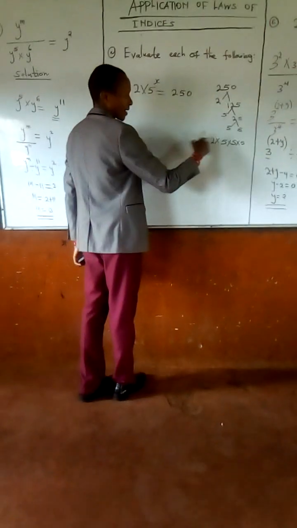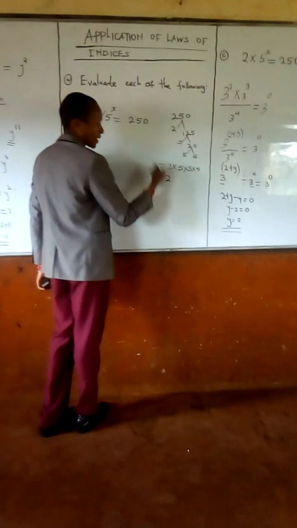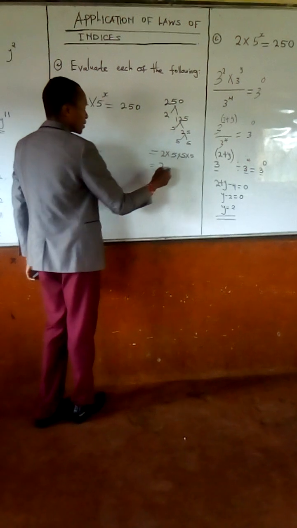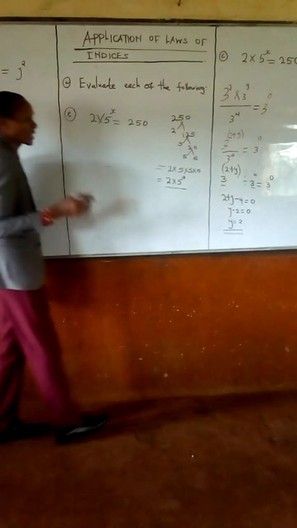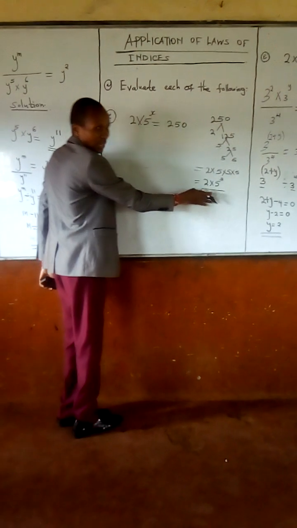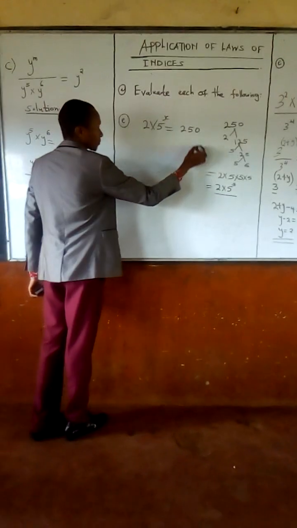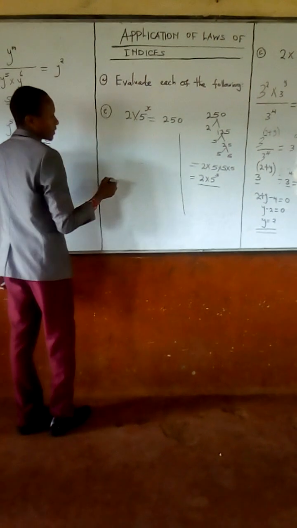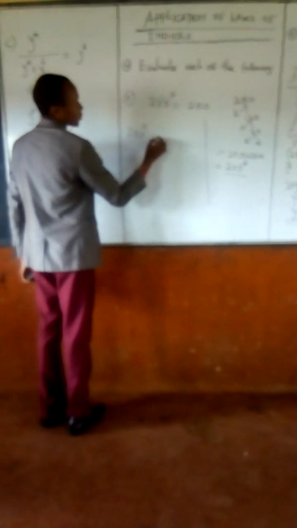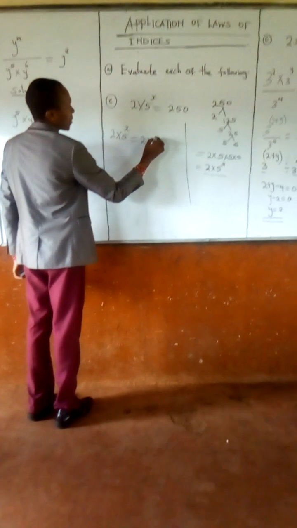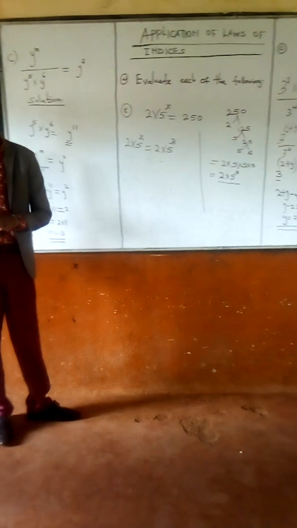So let's write it in power form. It is going to be 2 raised to 1 to give us the same value, so it is 2 times 5 raised to 3. Now we have expressed 250 in index form. Now let's rewrite it again. It is going to be 2 times 5 raised to x is equal to 2 times 5 raised to 3.